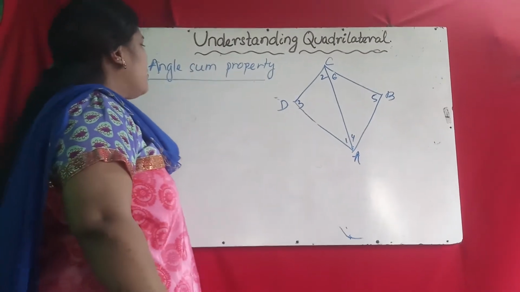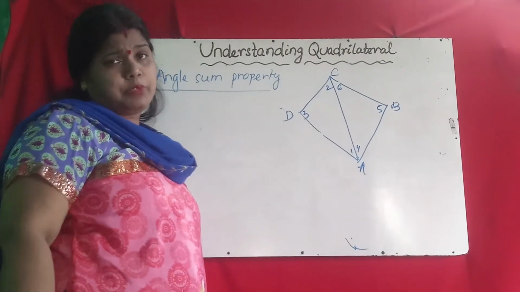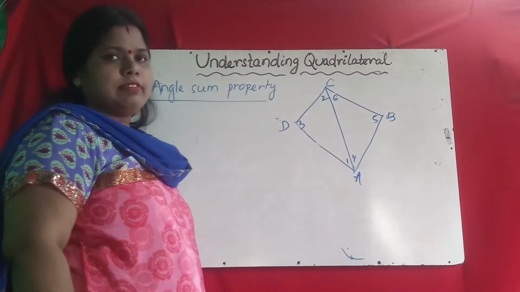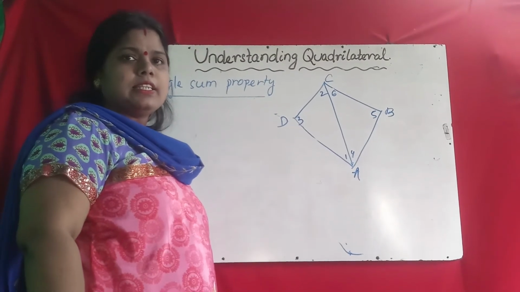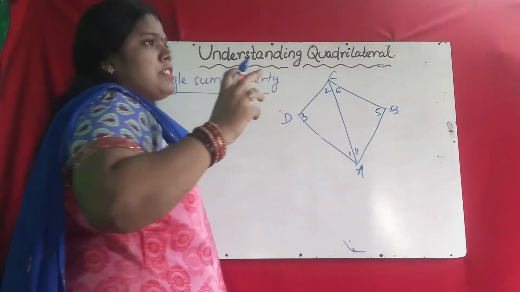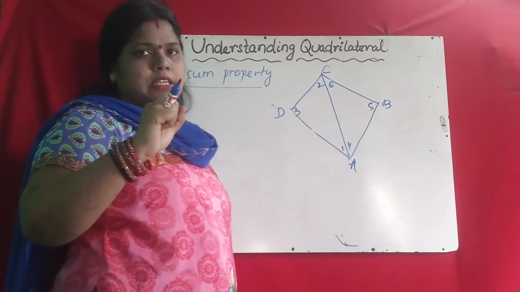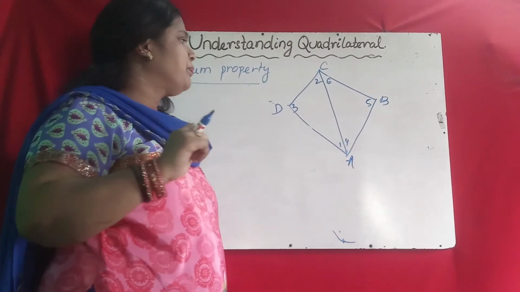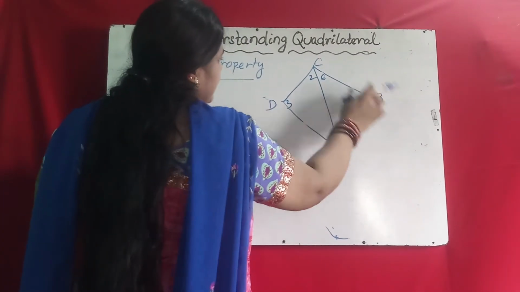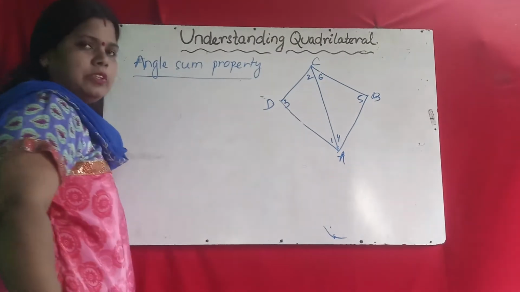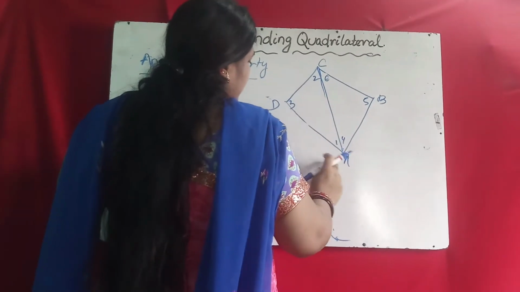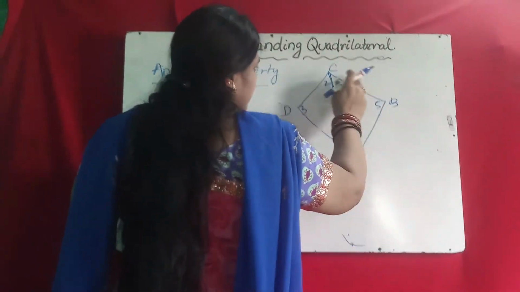Okay. Now the angle sum property. In previous classes you know that when you add the three angles of a triangle, it is 180 degrees. So if you add the four angles of a quadrilateral, what will be the sum? Let's do it. This is a quadrilateral ABCD. We divide it into two triangles. If you join one diagonal, then we get triangle ADC and triangle ABC.